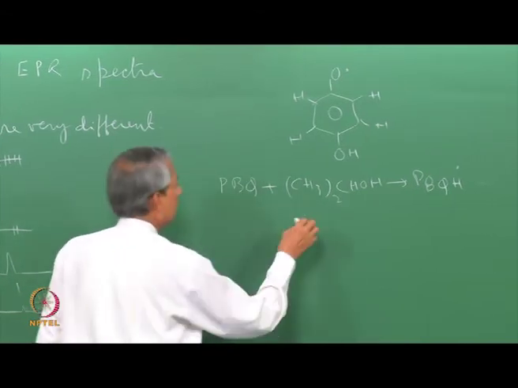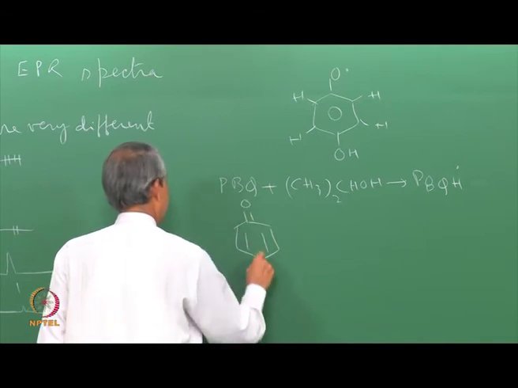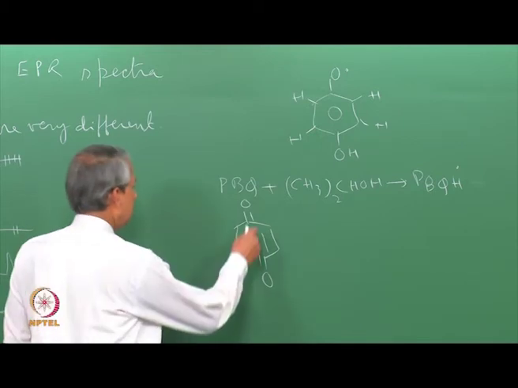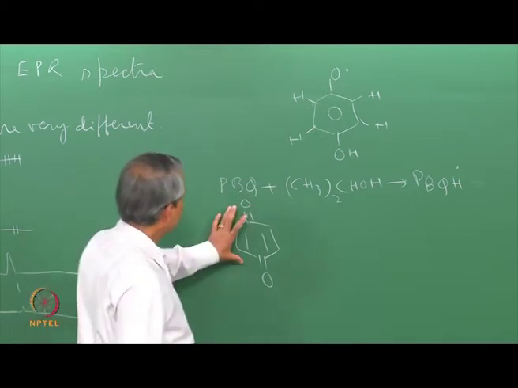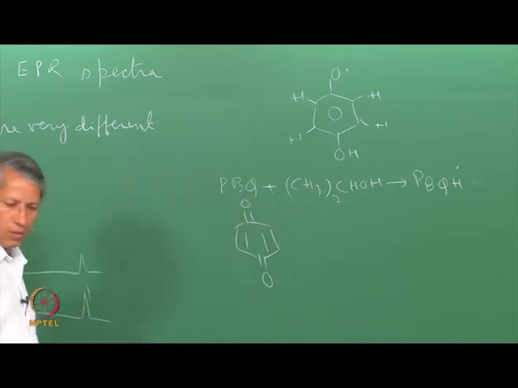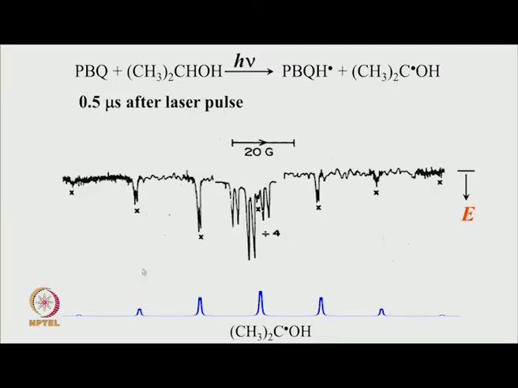So, here again this parabenzoquinone structure is this, and if this is the radical that is formed there, then it is abstracting a hydrogen atom from the solvent and producing this radical. All right. Let us see now the time resolved spectrum of this one here. The same experiment is done in a time resolved fashion, and the spectrum that is seen here is recorded 0.5 microsecond after the laser pulse.